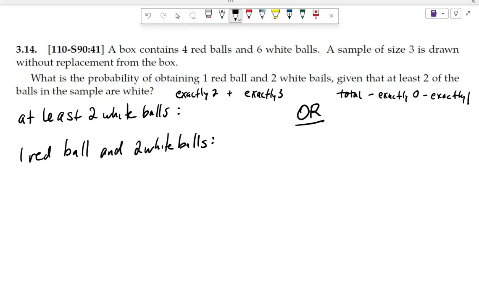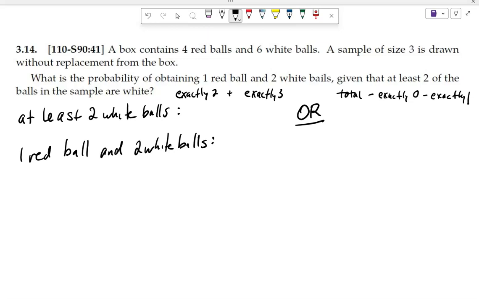We're ready to talk about it? Okay. So, given at least 2 are white, that's telling us what we need to put in the denominator, right? Now, in the previous problem, we did at least 1. We counted the complement because the complement of at least 1 is what? 0, right? In this case, the complement of at least 2 is either 0 or 1. I would have to calculate both.